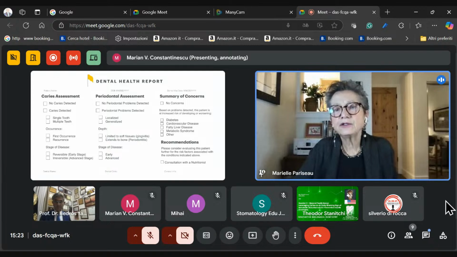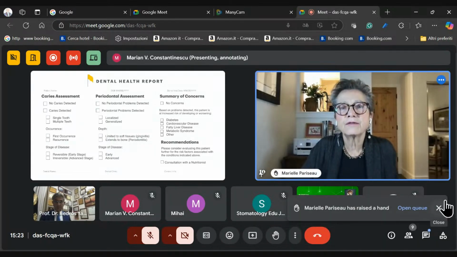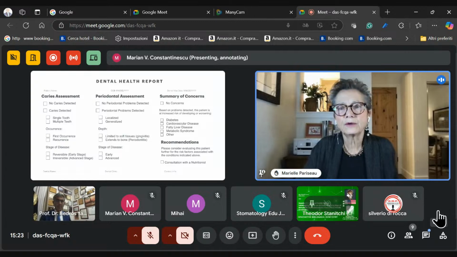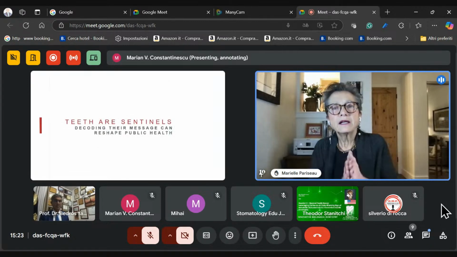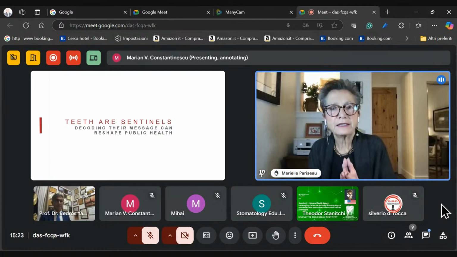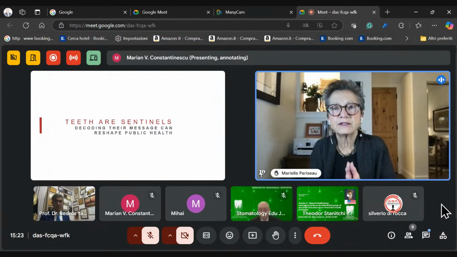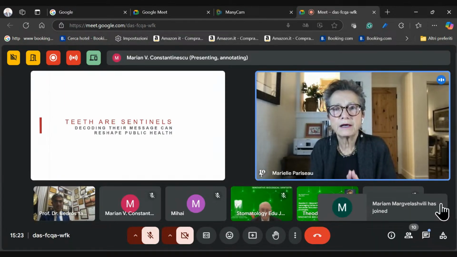So these are all things that still need to be developed, and they stand to save a lot of money to the whole system. So, in other words, teeth are sentinels, and decoding their message can reshape public health.